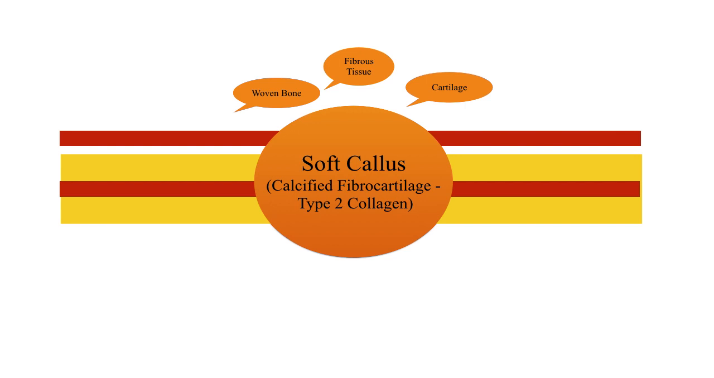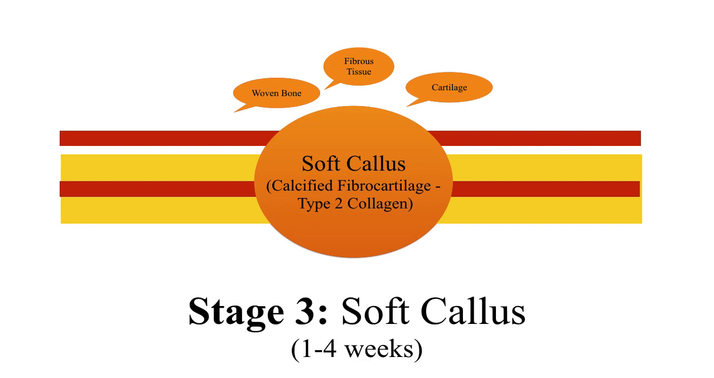And the predominant part in this soft callus is a fibrocartilage which is not calcified, and it is not a bone. There is predominance of type 2 collagen here. So this is stage 3, that is the stage of soft callus formation, which occurs from the end of the inflammatory phase till 1 month, that is from 1 to 4 weeks following a fracture.